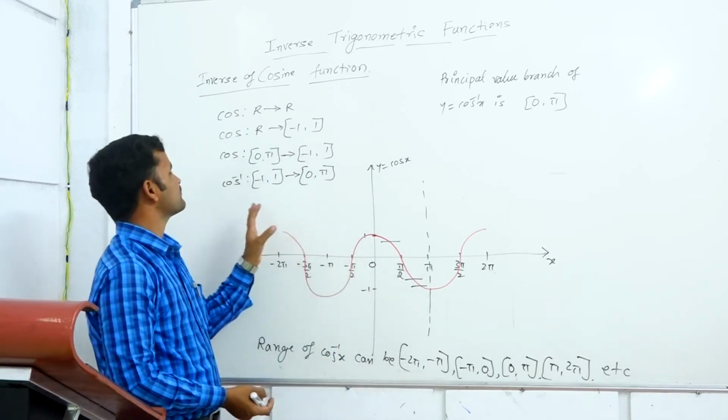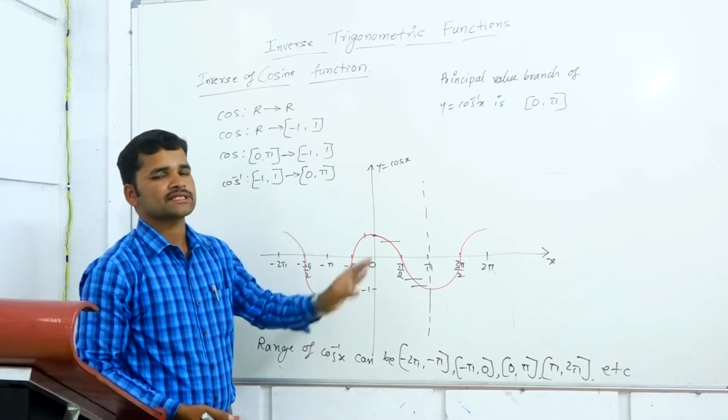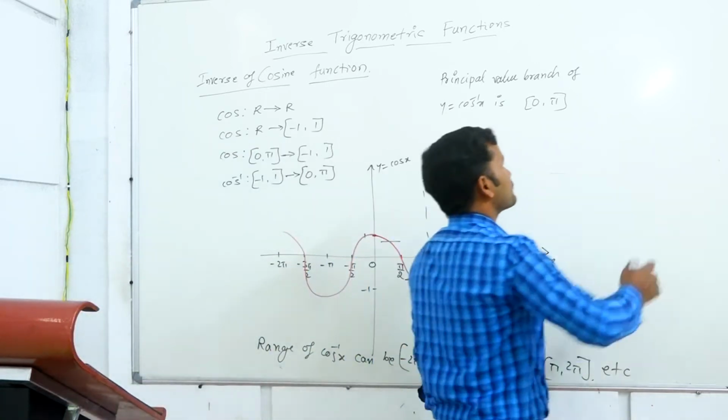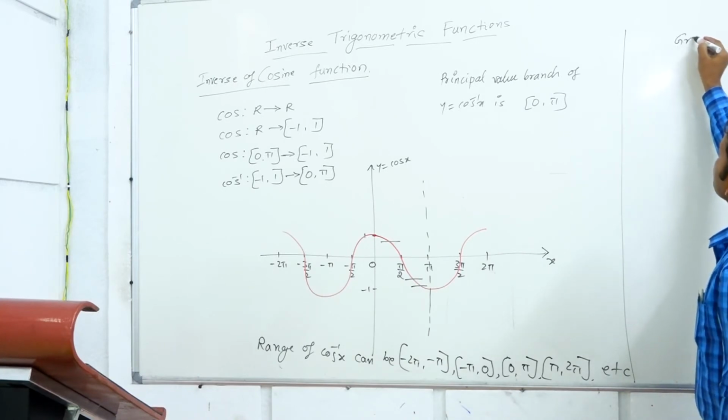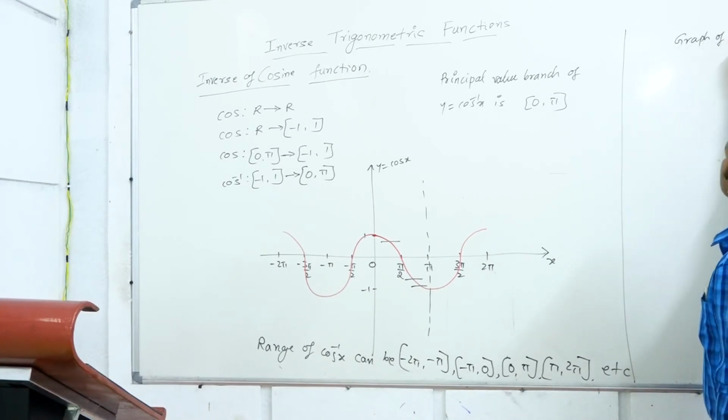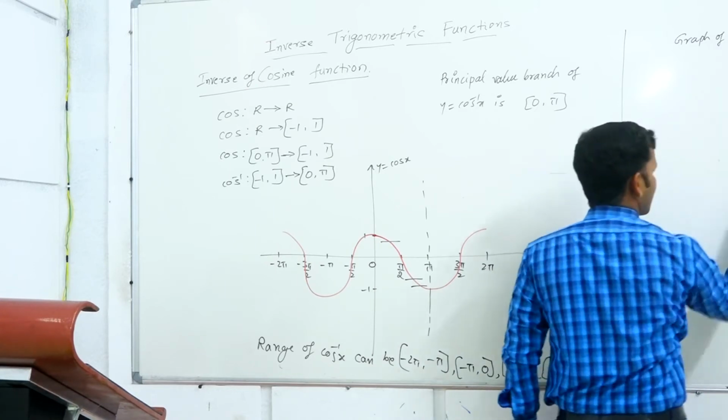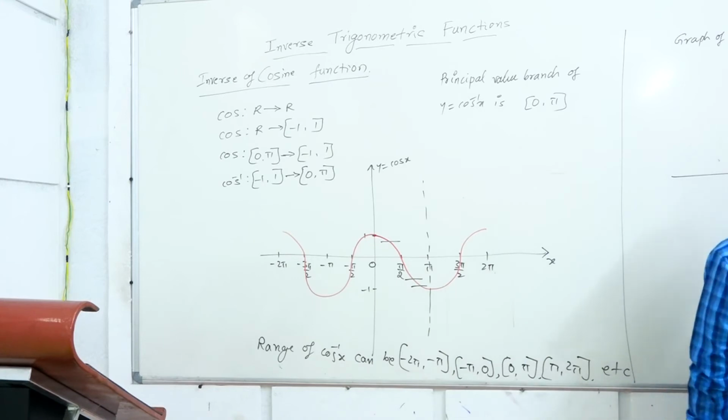Principal value branch of cos inverse is the closed interval 0 to pi. Now coming to the graph of y is equal to cos inverse of x.